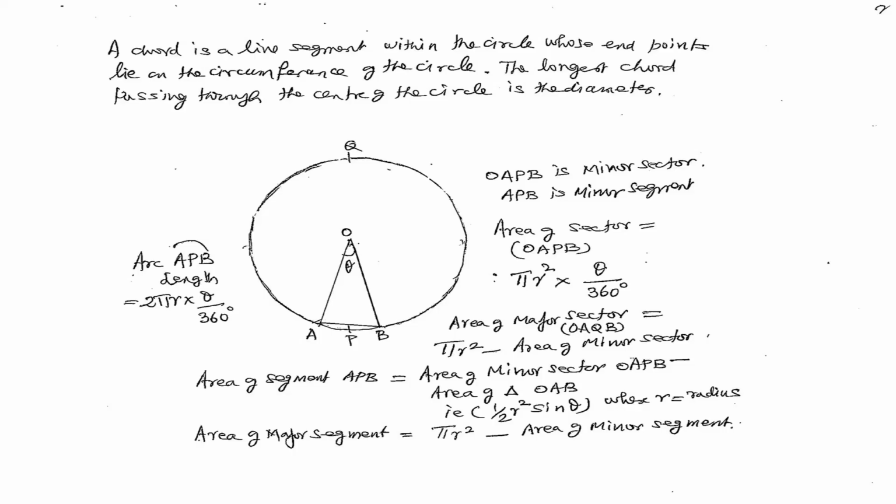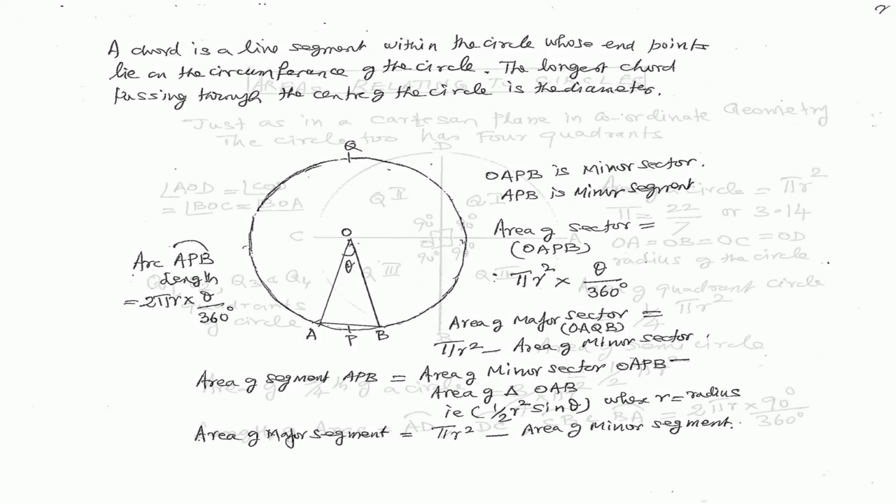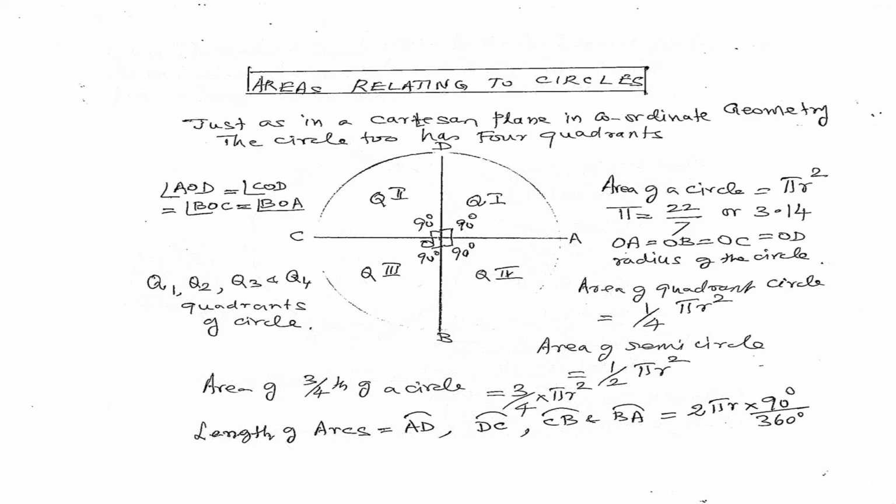Area of segment APB is equal to area of minor sector OAPB minus area of triangle OAB, and that is half r squared sine theta, where r is the radius. Area of major segment is equal to pi r squared minus area of minor segment. Arc AB length is equal to 2 pi r into theta, the angle, by 360. The next slide relates to areas relating to circles.